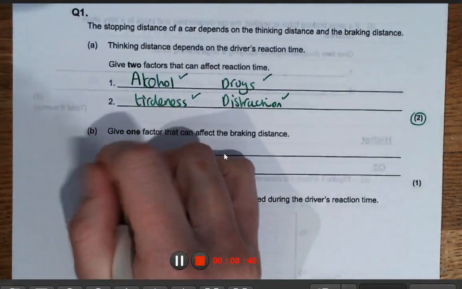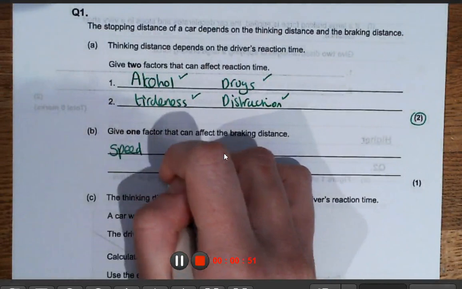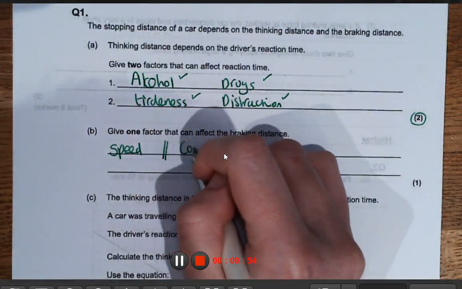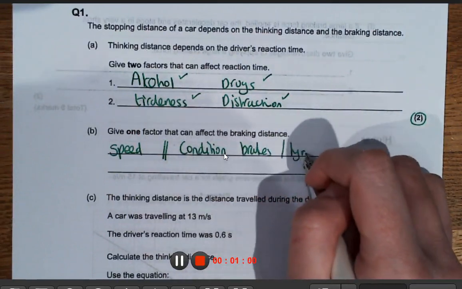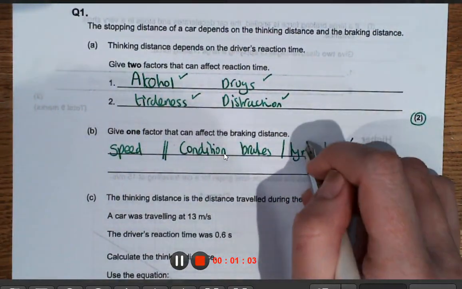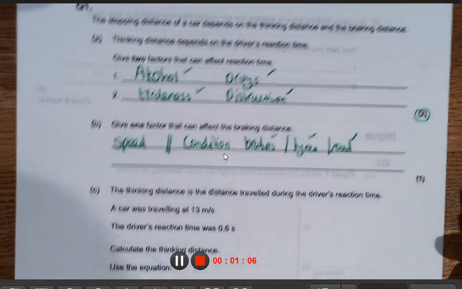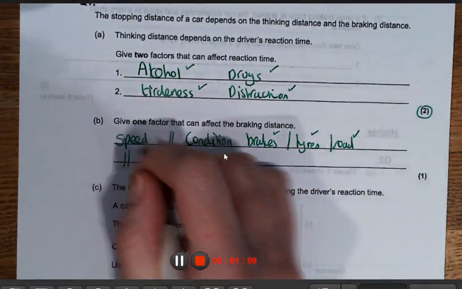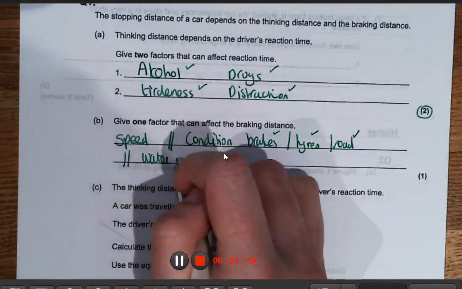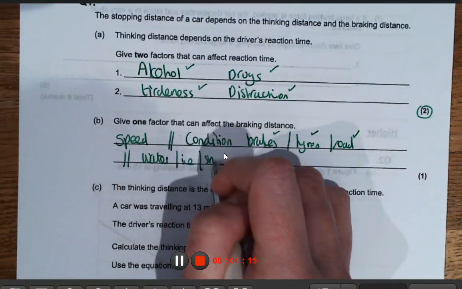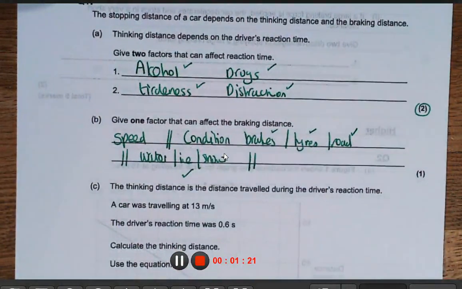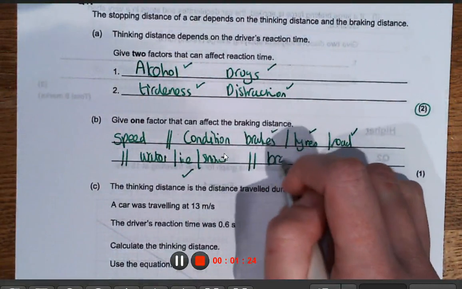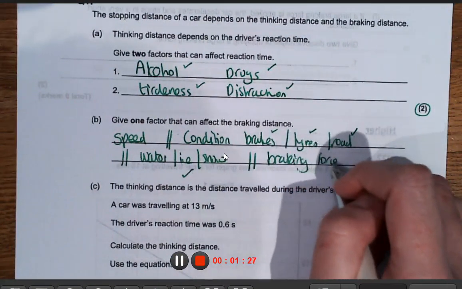Give 1 factor that can affect braking distance. These are things that affect the car. So only 1 mark available, so you could have speed. You can have the condition of either the brakes, the tyres, or the road. So one of those, okay? You can have also, if there is water, ice or snow on the road, okay, so one of those. Or you can also have the braking force. So some brakes are better than others.